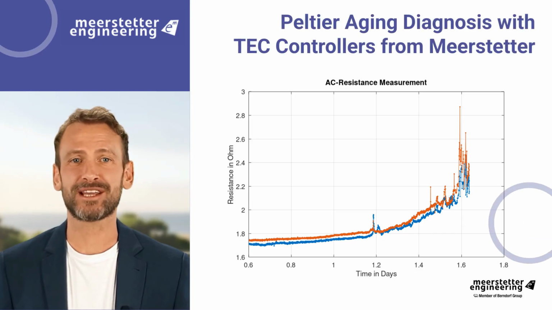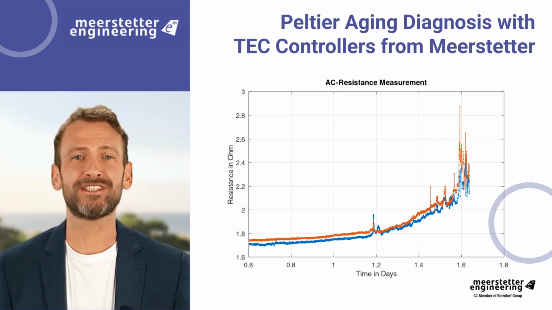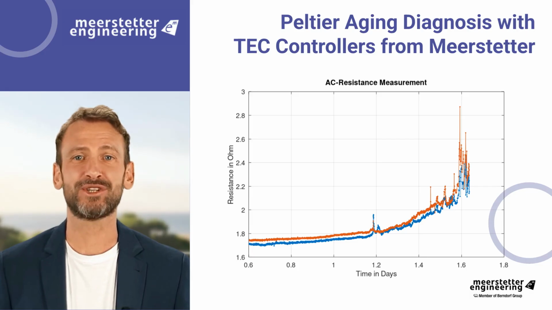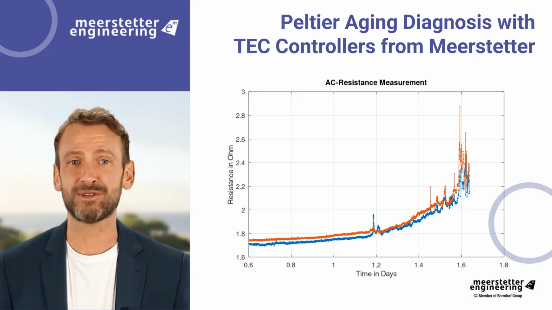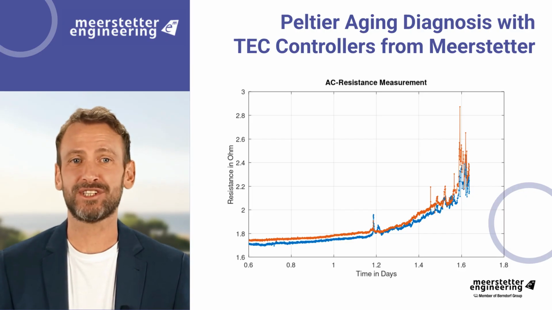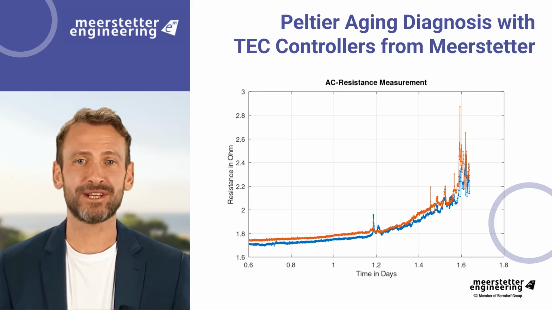In this video, we demonstrate how to set up and execute the Peltier Aging Diagnosis using Meerstetter Engineering's TEC configuration software. The goal of this test is to accelerate the aging process of a Peltier element through thermal cycling and to observe how its electrical resistance changes over time. This helps determine the optimal point in time for replacing a Peltier element.